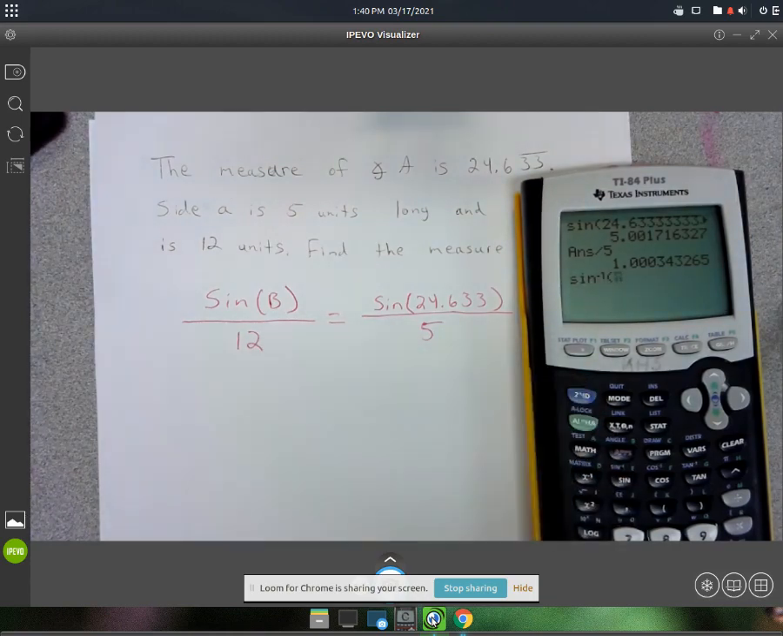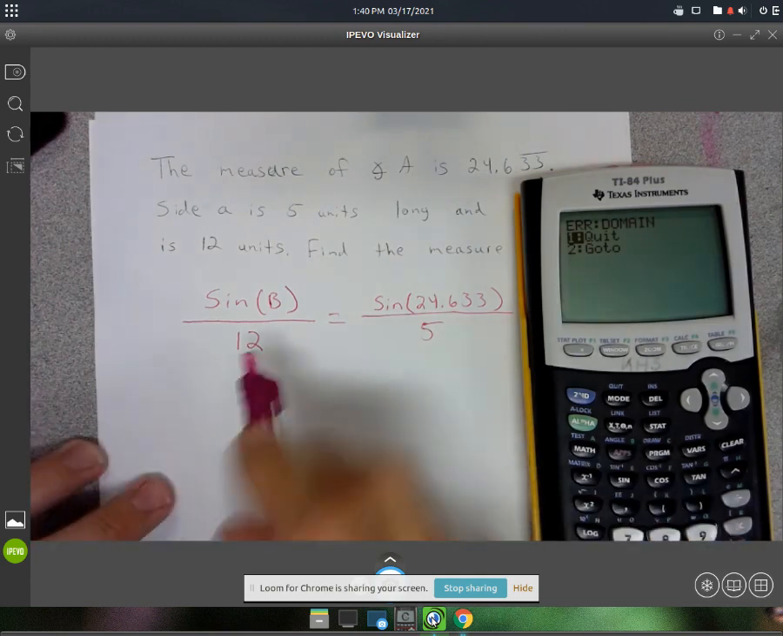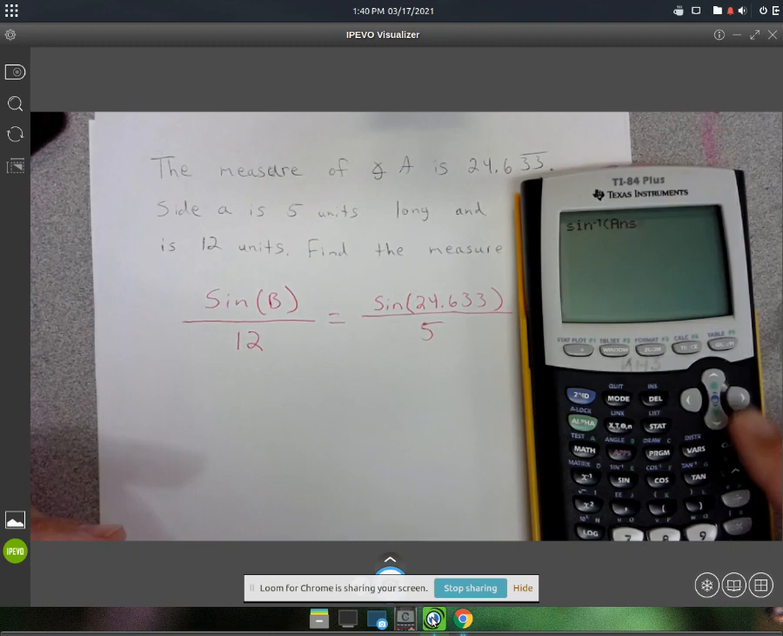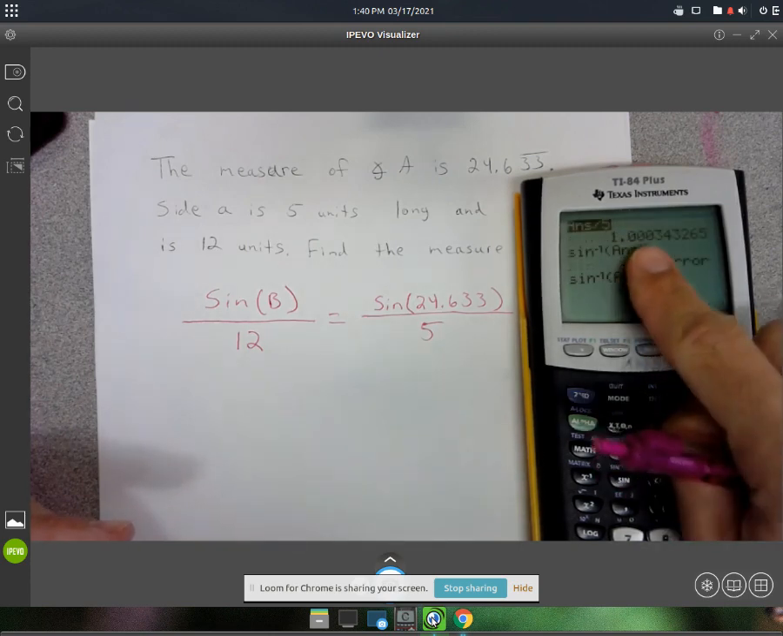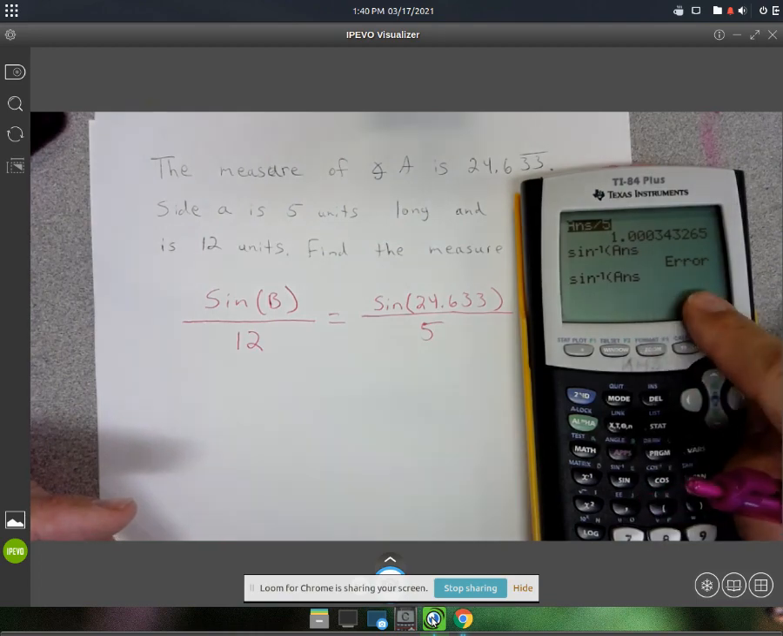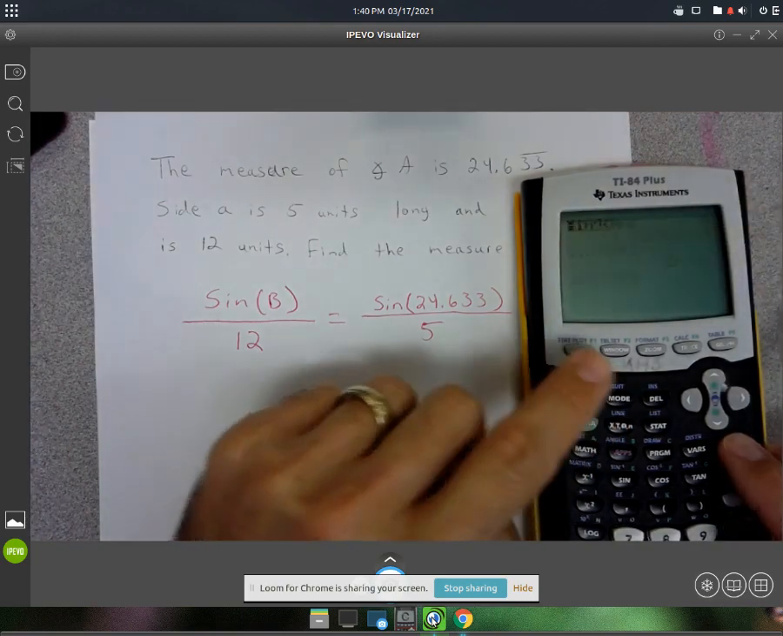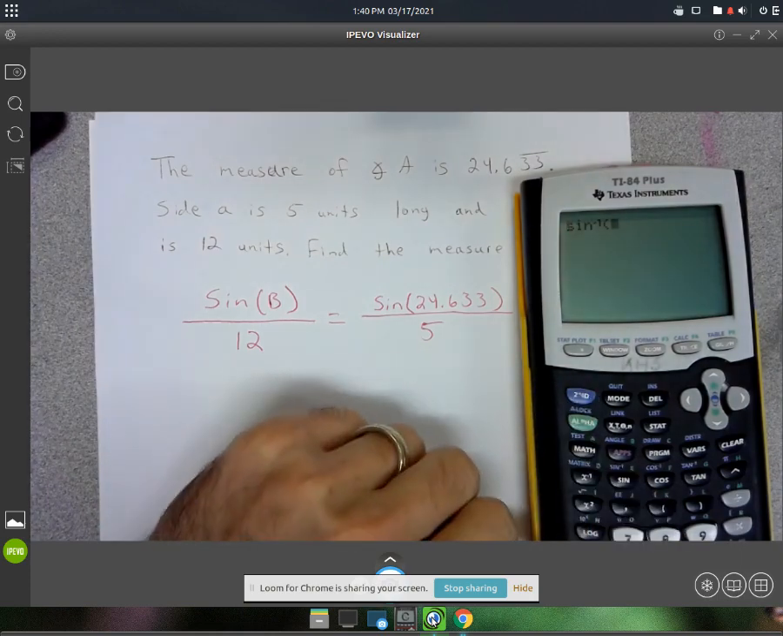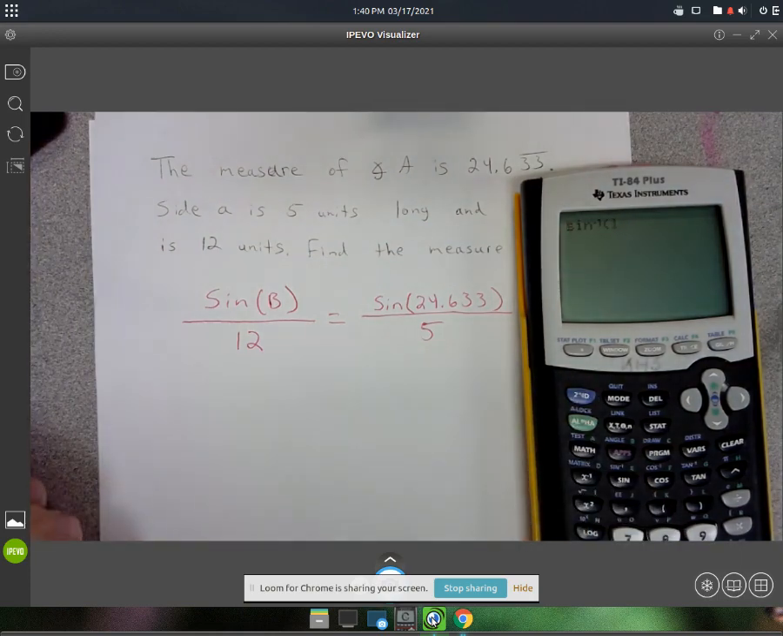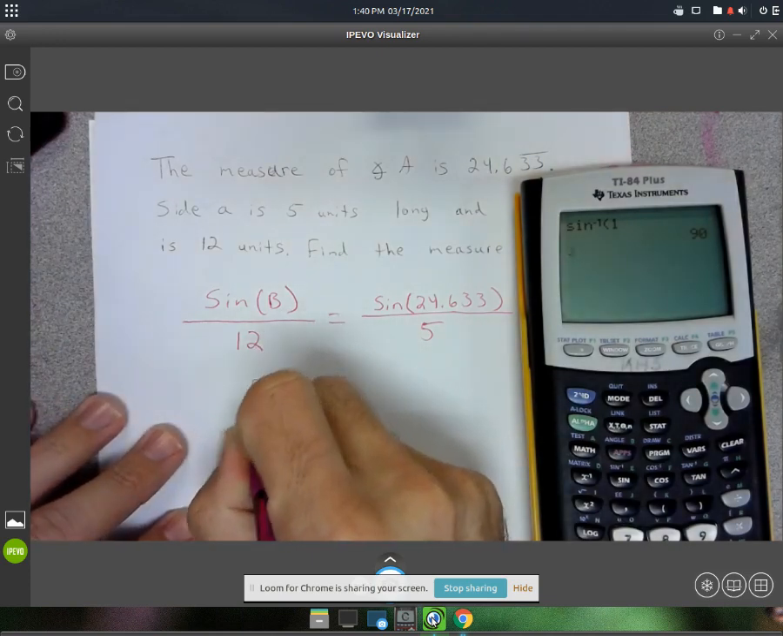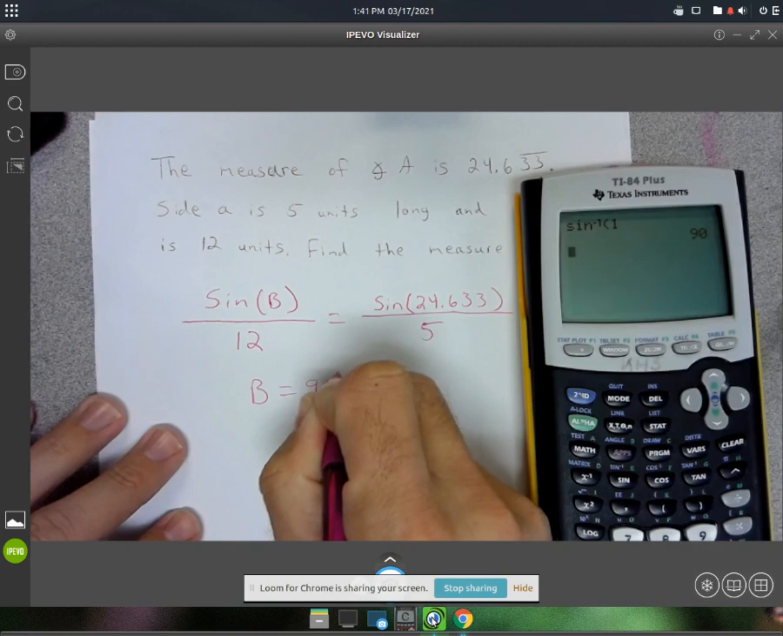Now, if I take the sine inverse of this, I'll show you real quick. Sine inverse of my last answer, I'm going to get an error. Remember how sine never reaches anything past 1. That's the reason I'm getting an error here. And I shouldn't be getting 1.00343. This is actually a rounding thing that my calculator's doing. This is supposed to be a solid 1 right here. So what I really need to do is sine inverse of a solid 1, right? And that's going to give me 90 degrees. My angle B is going to be 90 degrees.